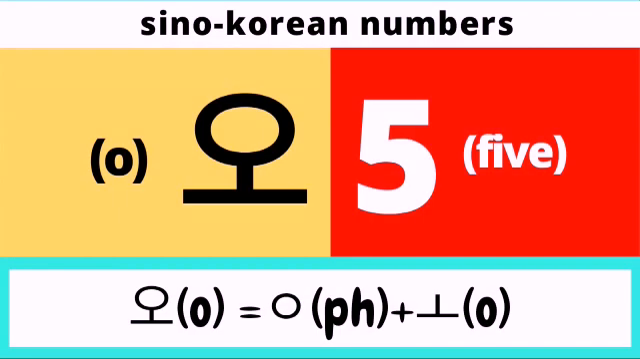How do we spell it in Hangul? It's very straightforward. We need an o character, and we just have to add a placeholder iyang to make it a syllable. Again, we have to draw an iyang character, which serves as a placeholder, and an o character.